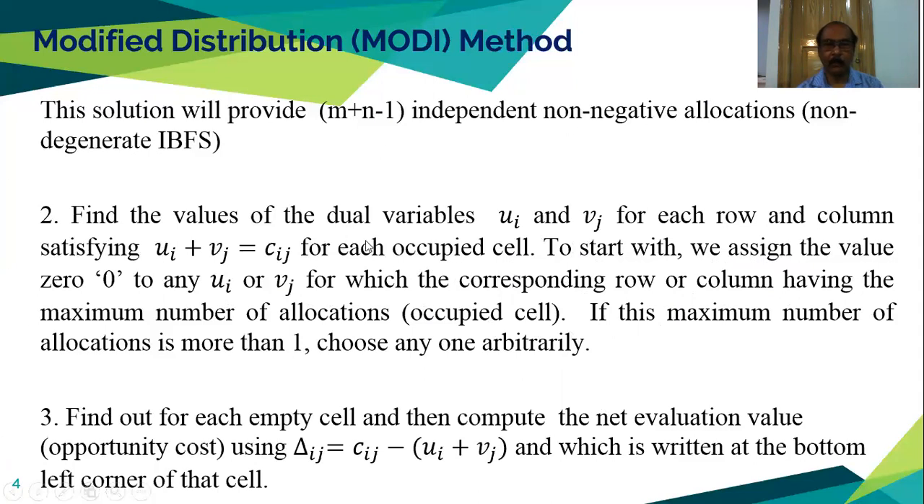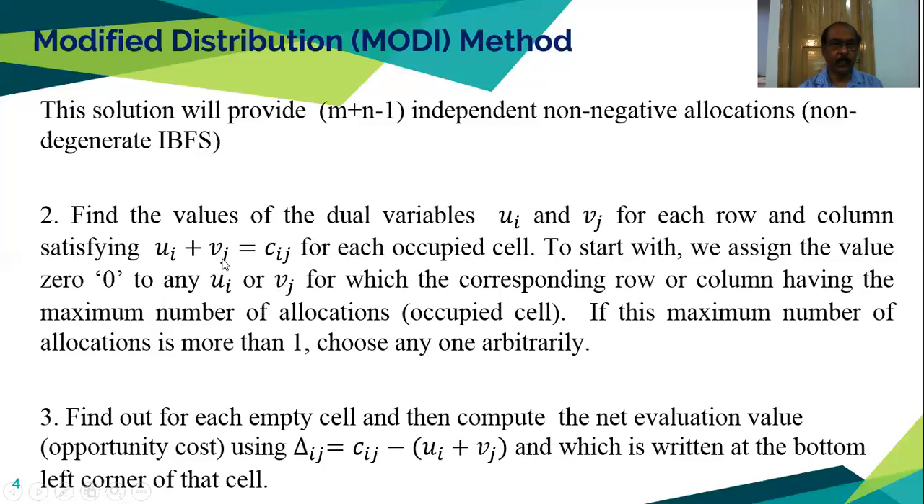Choose the row or column with the most occupied cells, that is, the number of allocations is more. If this maximum number of allocations is more than 1, choose any one arbitrarily. If a few rows and a few columns have the same number of allocations, then we can choose any one arbitrarily.